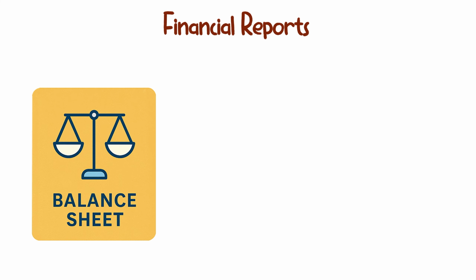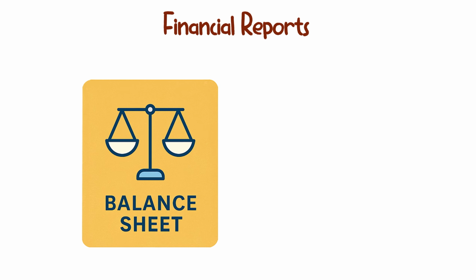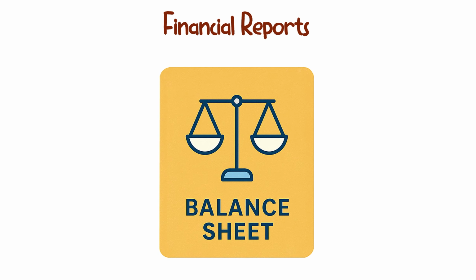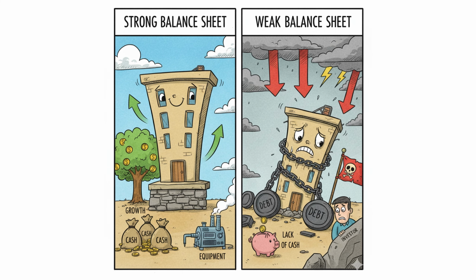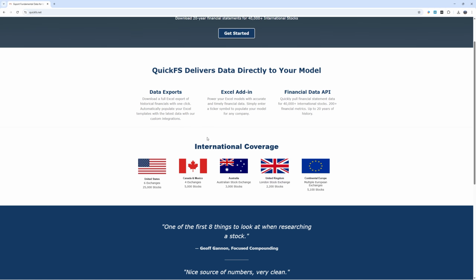Companies typically publish three main financial reports: the balance sheet, the income statement, and the cash flow statement. The balance sheet is vital because it is a snapshot of a company's financial health on a specific day, usually the last day of the year. A strong balance sheet means the business is healthy and ready to grow. A weak one is a big red flag. If a company has too much debt or too little cash, it could face serious trouble, and investors might lose all their money.